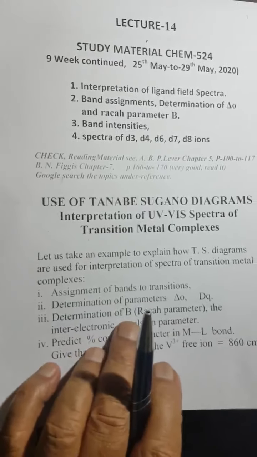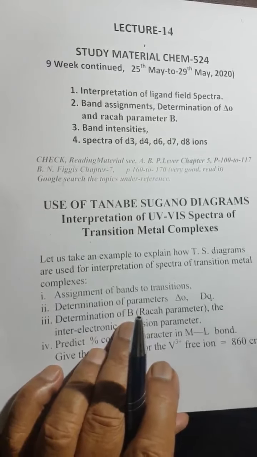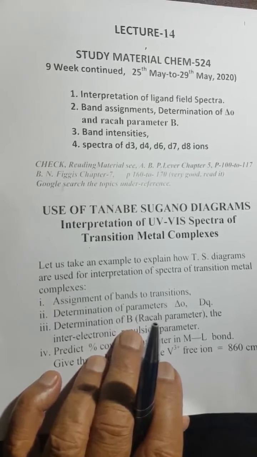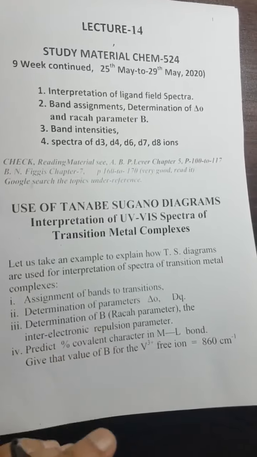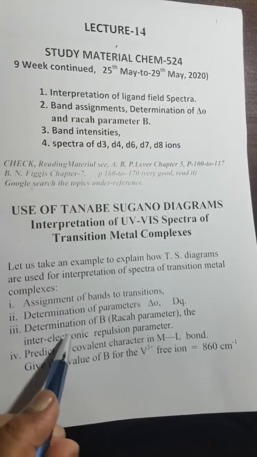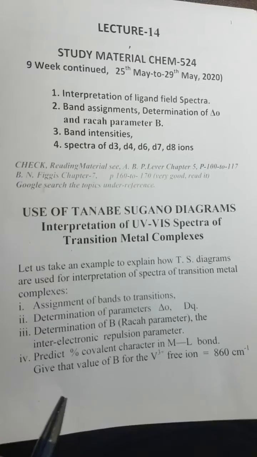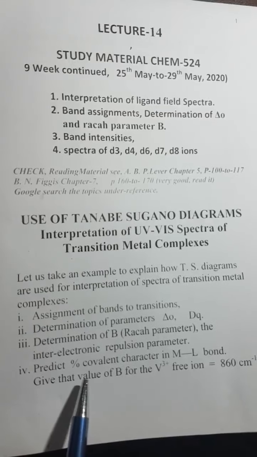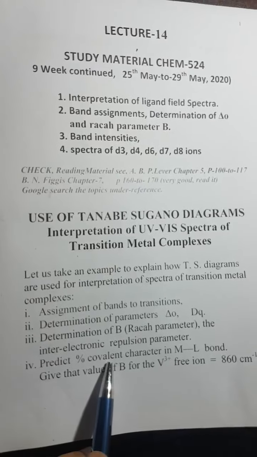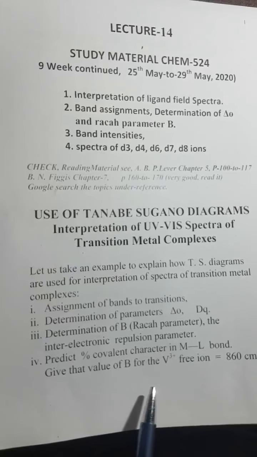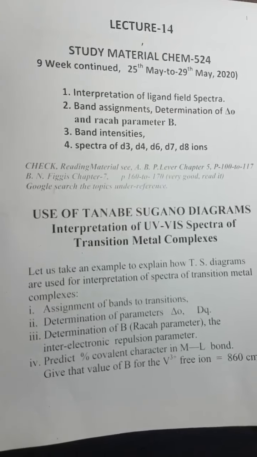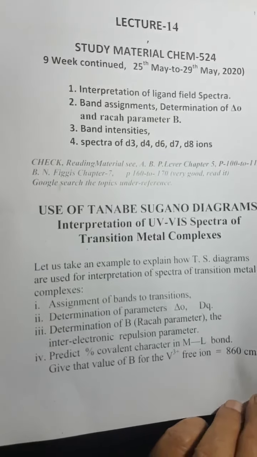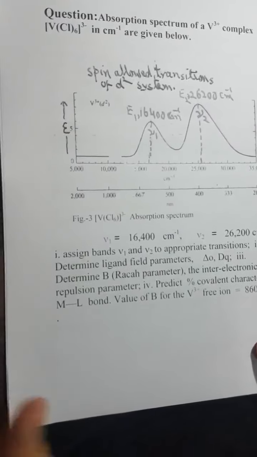Then the Racah parameter, which we just heard of, we can find out the value of this interelectronic repulsion parameter. And then for the bonds between metal and ligand, we can find out what percentage is the covalent character and what percentage is the ionic character.